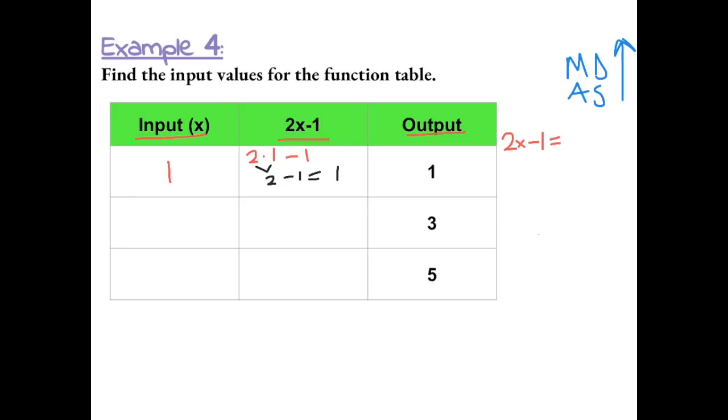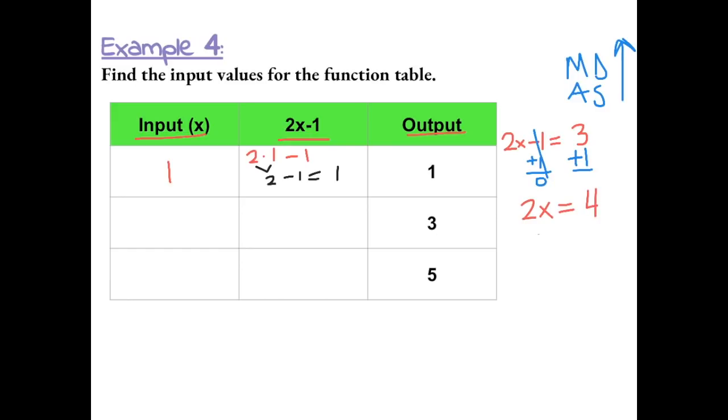So now we're going to use our same function rule, 2x minus 1, and set it equal to our next output, which is 3. We're going to solve for x by doing order of operations in the reverse order. So again, the first thing we want to do is add 1 to both sides. Minus 1 plus 1 are inverse operations. They equal 0 and can be canceled out. So we're left with 2x equals 4. 3 plus 1 is 4.